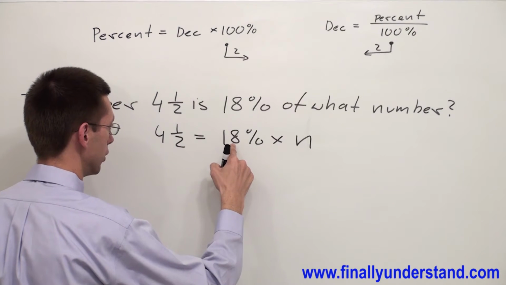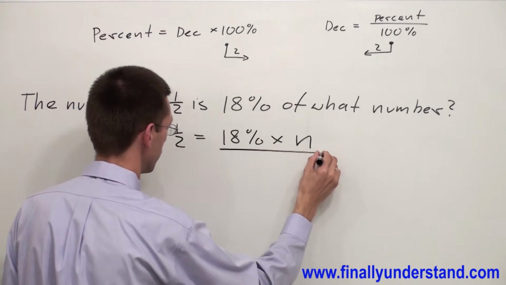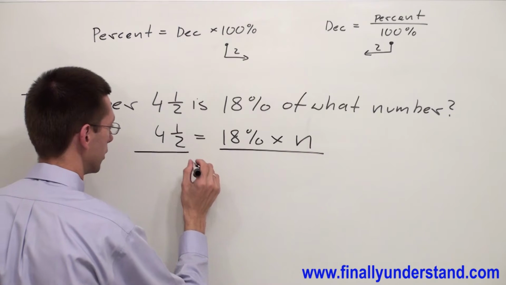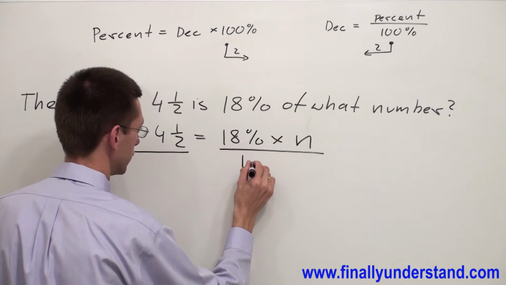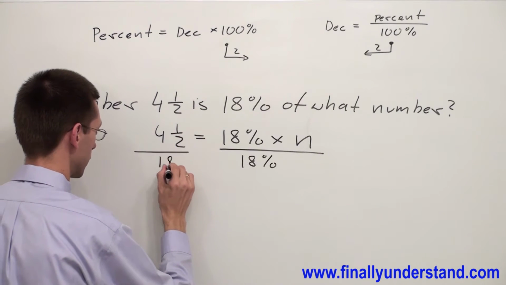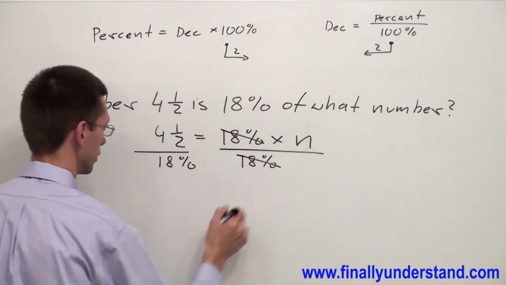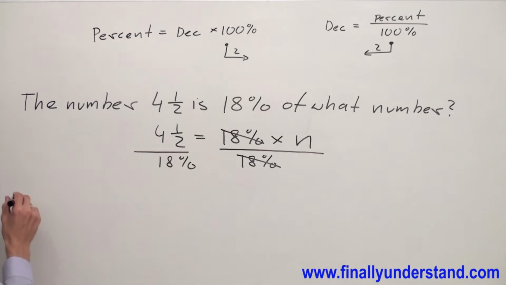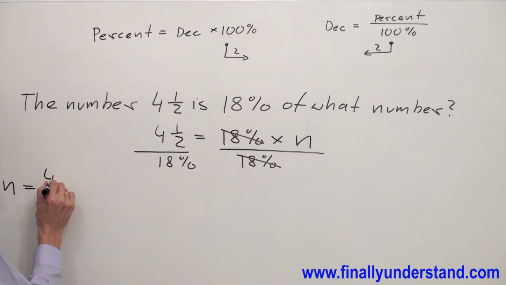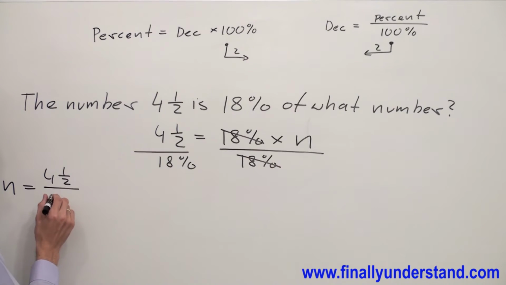In order to cancel 18% from n, I have to divide both sides of the equation by 18%. And 18% will cancel out. I'm going to have n equals 4 and 1/2 over 18%.